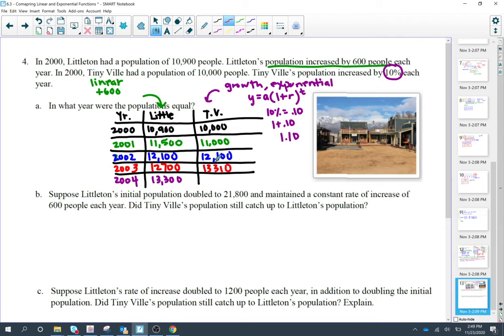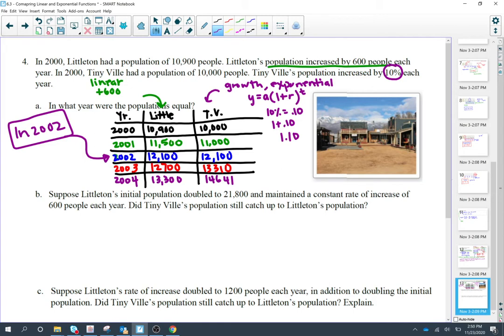Okay, so now it's more. And then we're going to do this one more year. 14,641. Okay, and then it's getting even bigger. So in what year were the populations equal? We would say in 2002. And then in order to back up that answer, you would kind of draw an arrow, because otherwise your teacher is going to say, where did that answer come from?